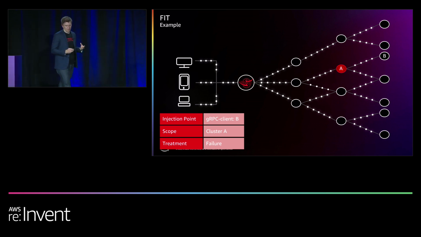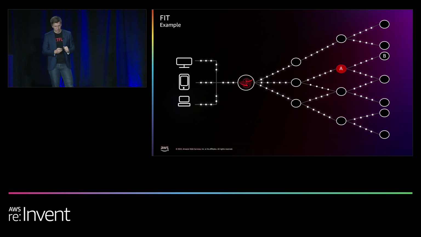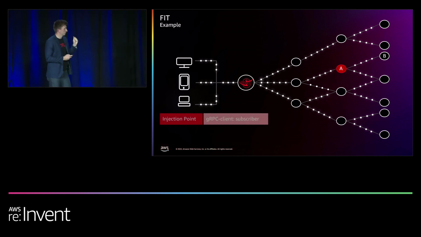And that way, they would be able to emulate a certain outage or certain failures. And we use the game day technique to validate that the subscriber fallback would be properly handled by the clients. We created a fit scenario where the injection point would be a gRPC client talking to the subscriber.